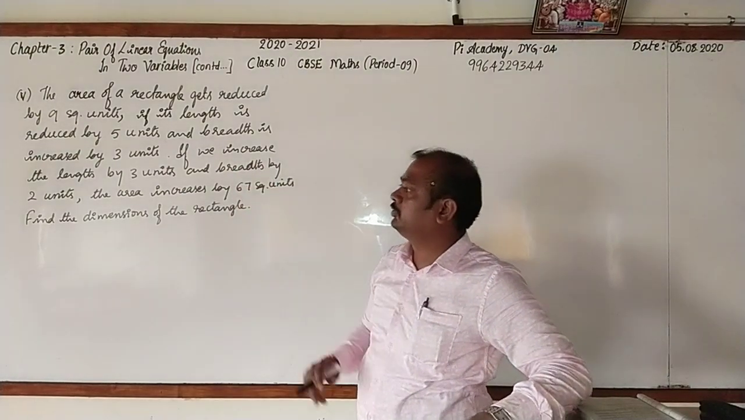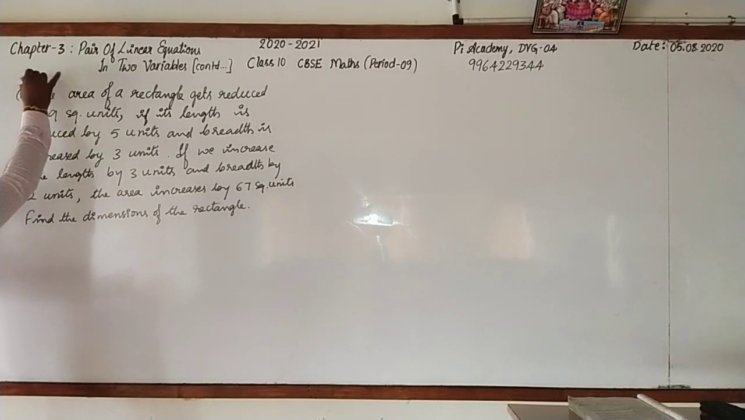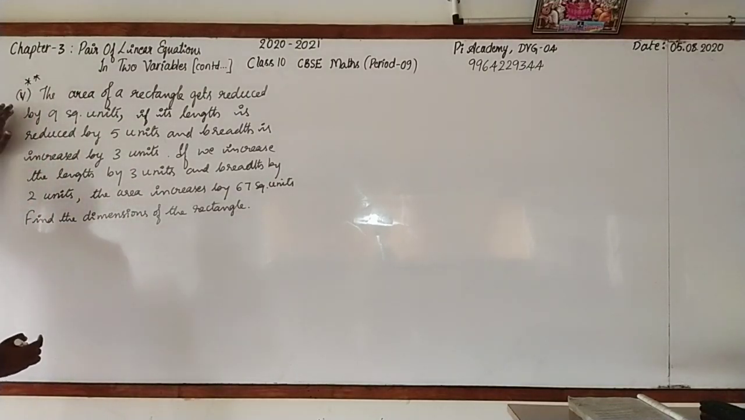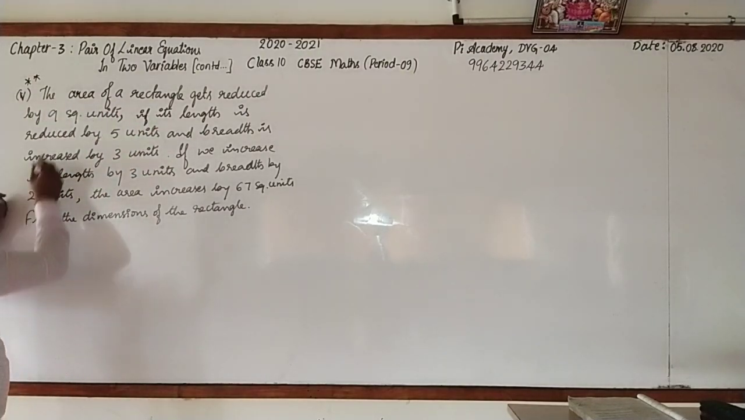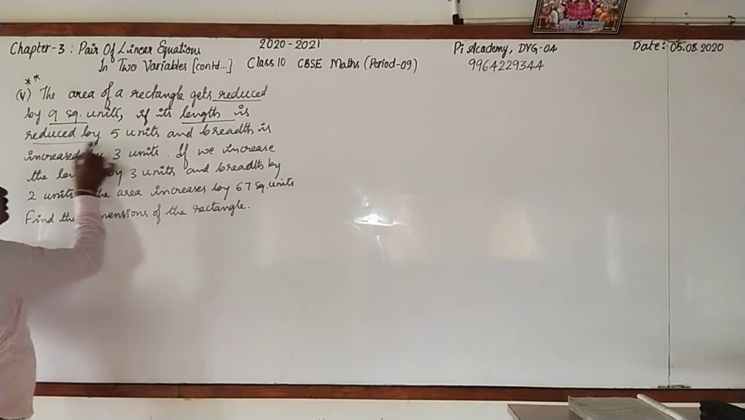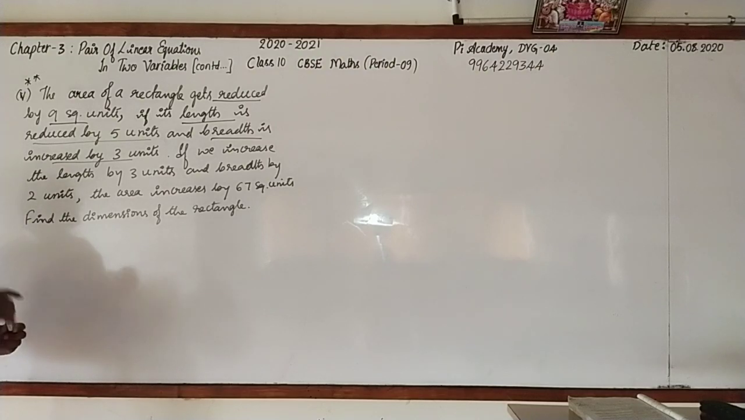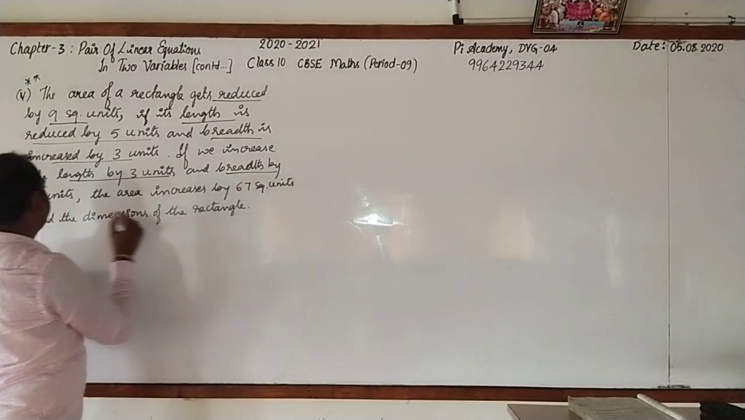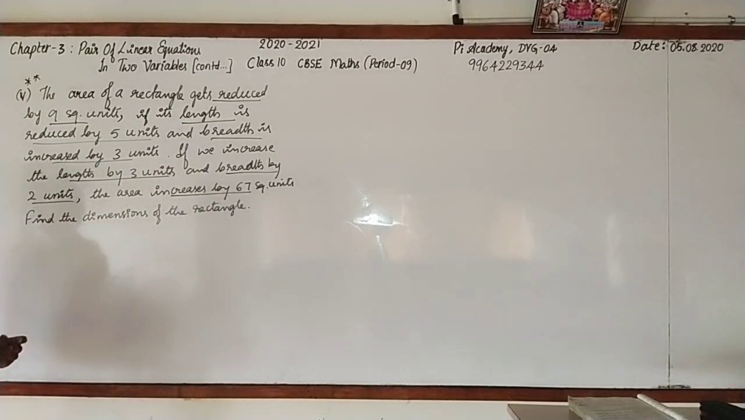Please go through the fifth one. It is also a very nice statement and important from the examination point of view, so you can put a double star mark for this. The statement is: the area of a rectangle gets reduced by 9 square units if its length is reduced by 5 units and breadth is increased by 3 units. If we increase the length by 3 units and breadth by 2 units, the area increases by 67 square units. Then find the dimensions of the rectangle.